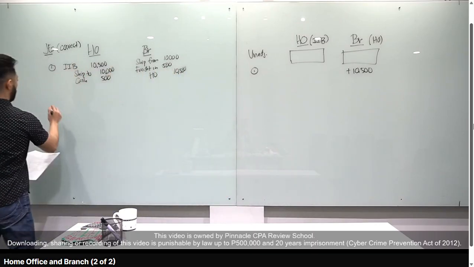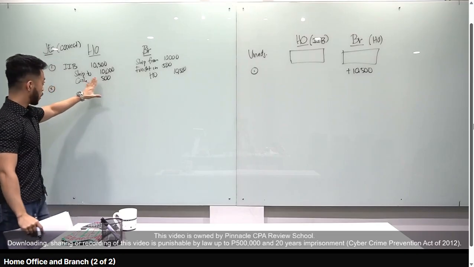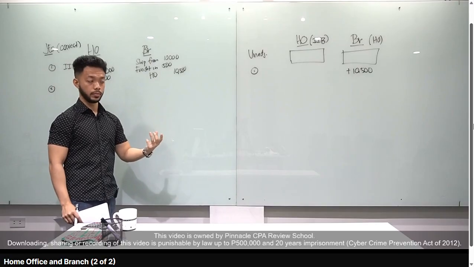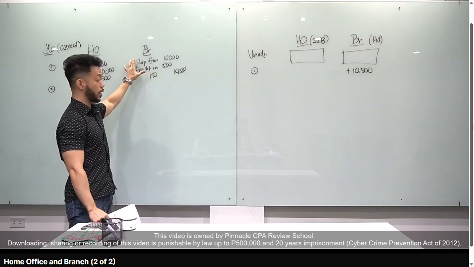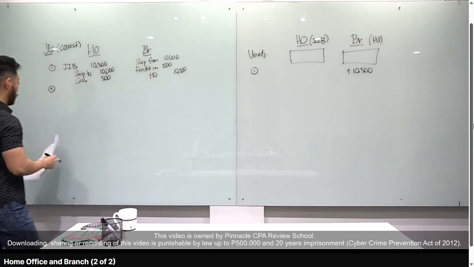Okay? And also take note, class, about freight in: remember, do not record freight in to the home office. Whoever holds the inventory should be the one to record the freight in. So the branch has the inventory, the shipment is with the branch, right? The branch should be the one to record the freight in. Alright? Let's go to number 2.